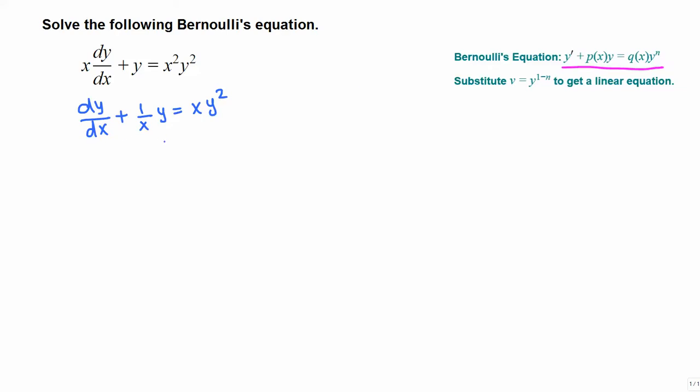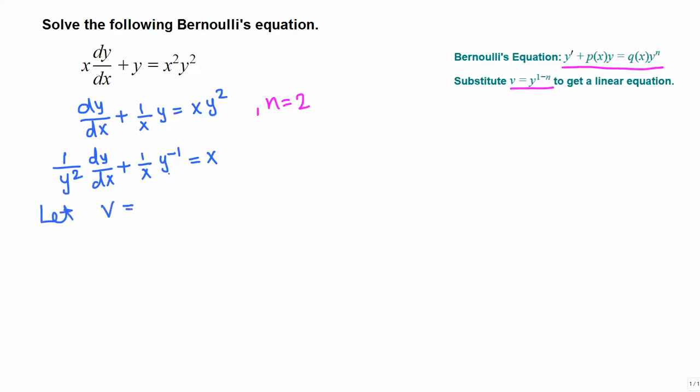So to change this into a linear equation, we need to make a substitution, v equals y raised to 1 minus n. In this case n is 2, but we can get this in this way: divide both sides by y squared, just to leave a function of x on the right hand side. We get 1 over y squared dy/dx plus 1 over x times 1 over y, or y to the negative 1, equals x.